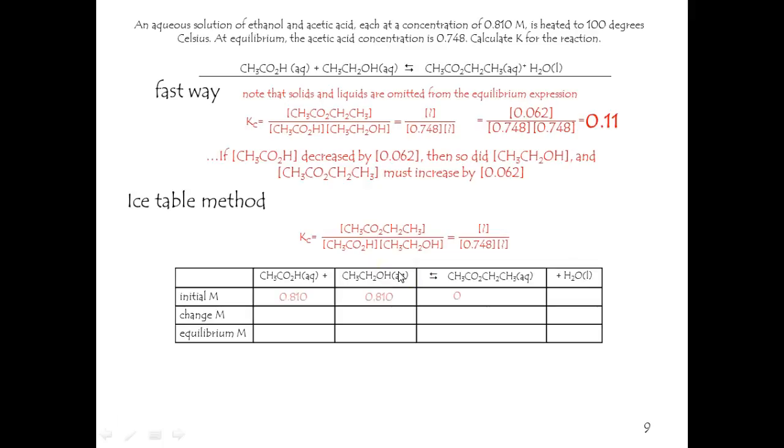And the initial concentrations are given. The change for acetic acid is given. And therefore we can say that if that went down by 0.062 and it's a 1-to-1 ratio, it goes down by the same amount. If it was a 2 in front of this, it would have gone down by twice that. But there's not. And the 1-to-1-to-1, the product concentration must increase by the same amount because of that stoichiometric relationship, giving us all three numbers.